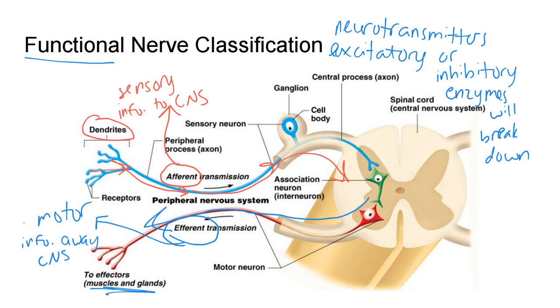Sometimes you will have nerves located within the central nervous system. They're called association or interneurons. Inter means between. So these association or interneurons are between other neurons. They are located completely within the CNS, so completely within the brain, completely within the spinal cord.